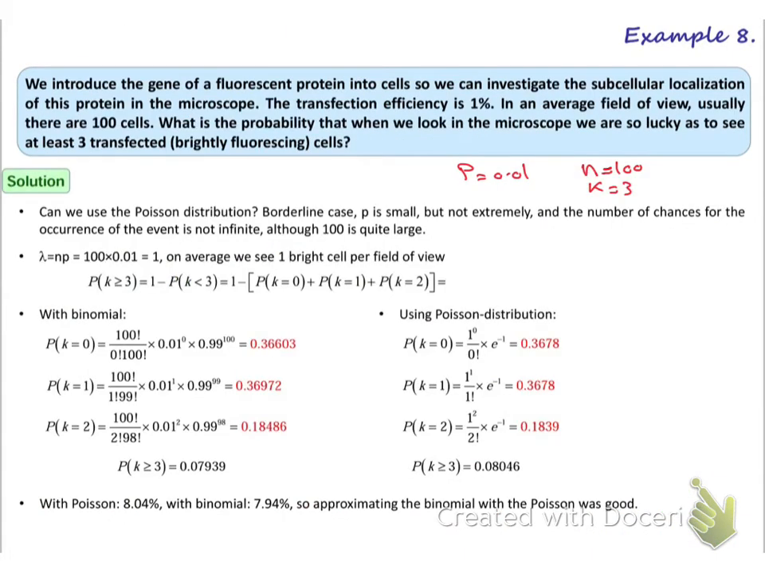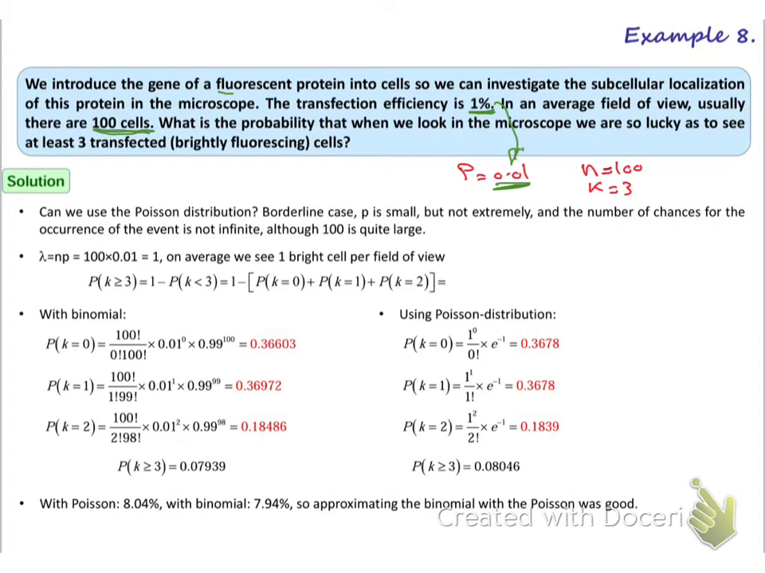In this problem, we introduced a gene of fluorescent protein into cells so we can investigate the subcellular localization of this protein. Okay, the transfection efficiency is 1%. This efficiency is the probability, so the probability here will be 0.01, or 1%. The average number usually is 100 cells. So you may find this number repeated every time in this fluorescent transfection problem, because usually they use 100 cells and the efficiency within the range of 1%. Okay. So even the numbers might be repeated if the same problem came in the exam.